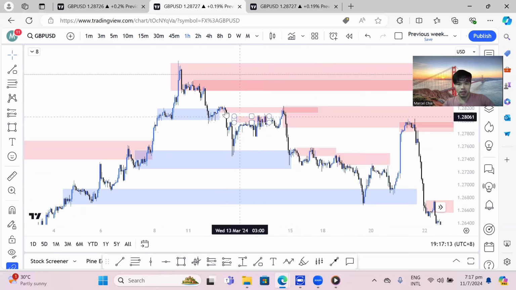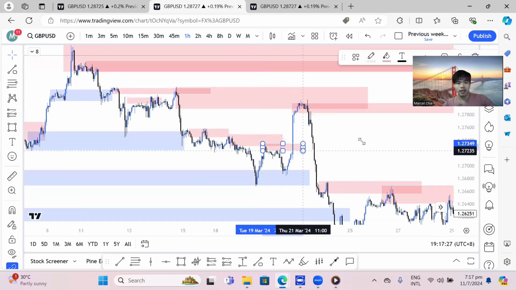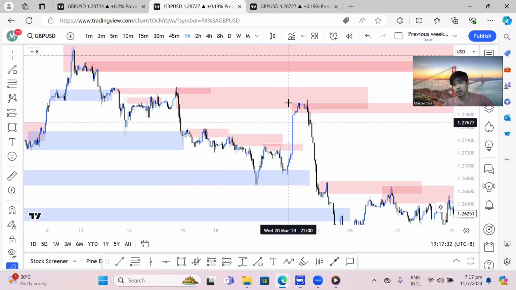But ultimately, of course, there's a gap and there's an existing POI here. So naturally, this POI is not as strong as compared to this level here as well. Correct. So likewise, even though there's a supply chain being formed like over here, ultimately there's a supply zone right above this supply which got swept as a whole for it to continue its way down.